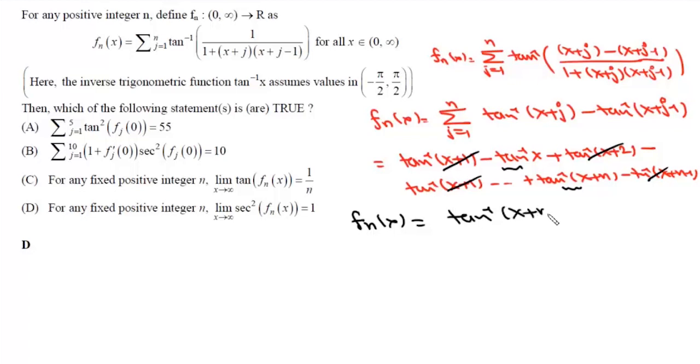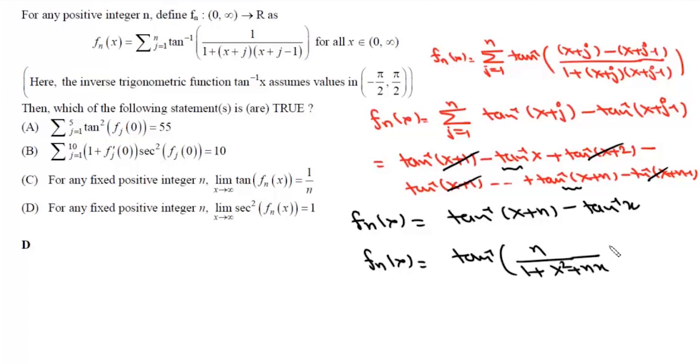So this f_n(x) will actually be tan inverse (x plus n) minus tan inverse x, which we can also write as f_n(x) equals tan inverse of n upon 1 plus x square plus nx. Now in the first option it says f_n(0). Now 0 is not included in the domain, so that means we cannot define f_n(0) or f_n'(0). So option A and B, they are definitely incorrect.